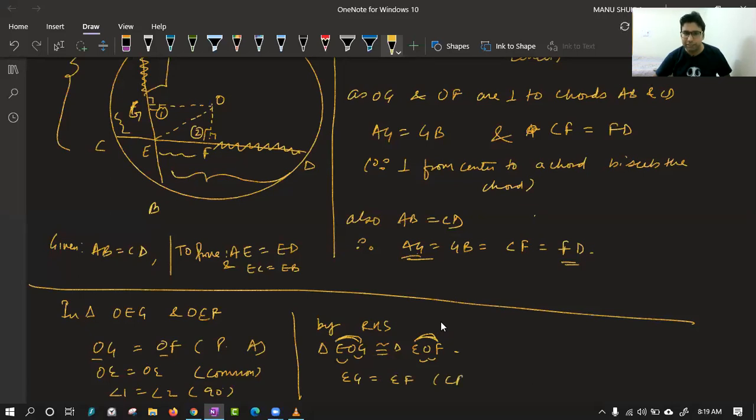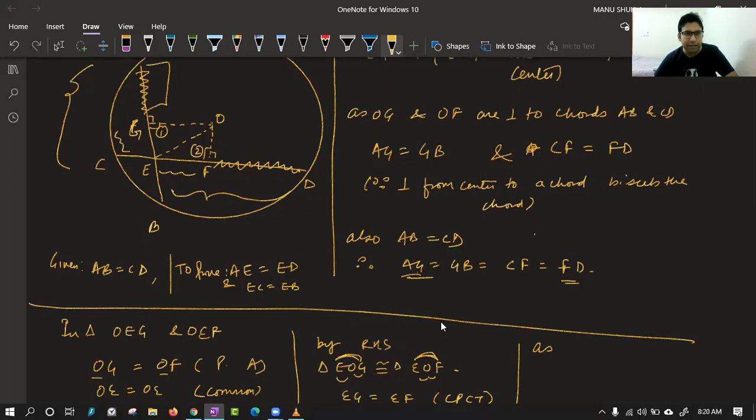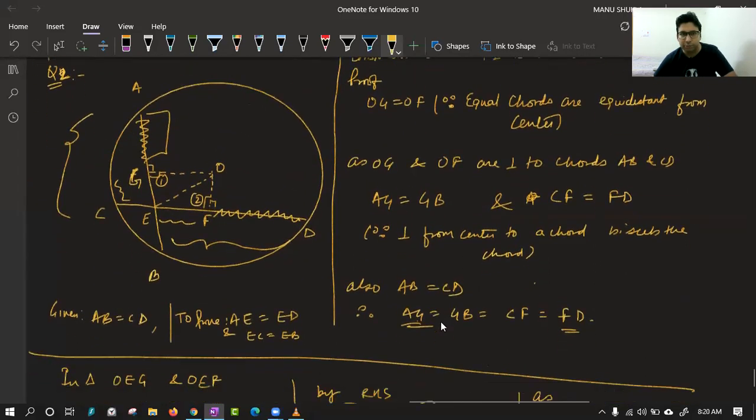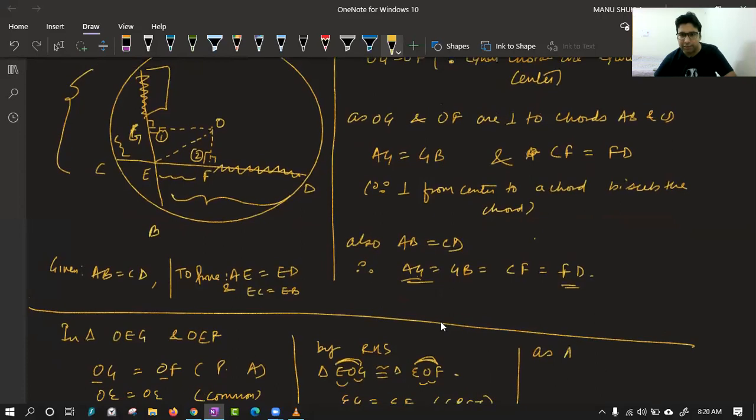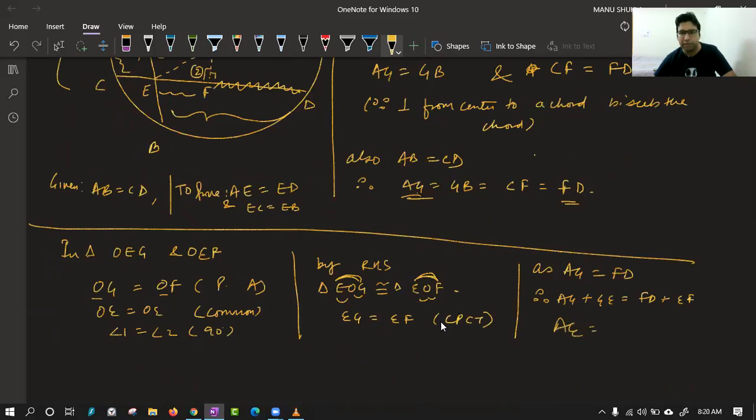So it's okay. CPCT. And now, class, we already had the remaining portion equal. We have got this portion equal. So complete larger segments are equal now. So we can say this AG equal to, 1 second, let me draw like this. As AG was equal to FD, I have added one more portion. Therefore, AG plus GE is equal to FD plus EF. That means this complete AE is equal to complete ED.